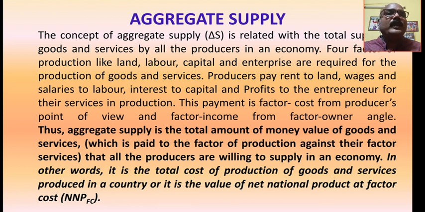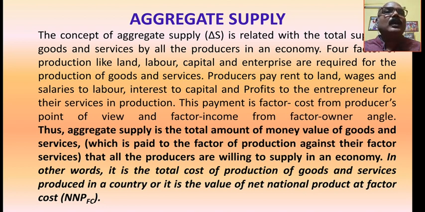Thus aggregate supply is the total amount of money value of goods and services which is paid to the factors of production against their factor services, that all the producers are willing to supply in an economy. In other words, it is the total cost of production of goods and services produced in a country, or it is the value of net national product at factor cost, or that is called as national income.